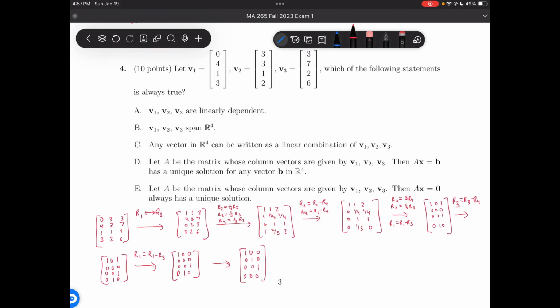And as you can see, I have 1, 2, 3 pivots. 3 pivots means that v1, v2, and v3 are linearly independent of each other. That makes statement A false.